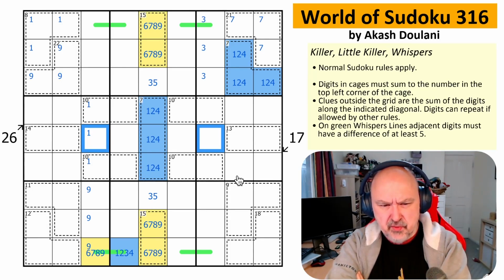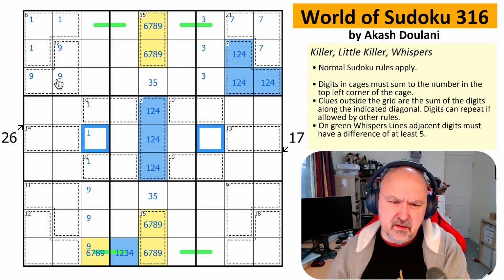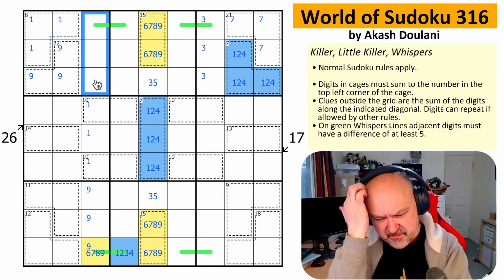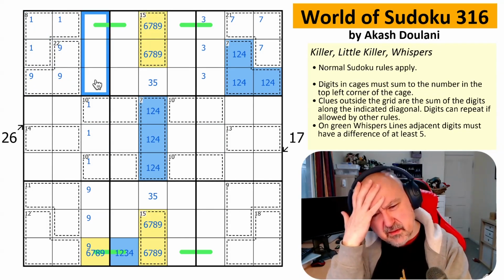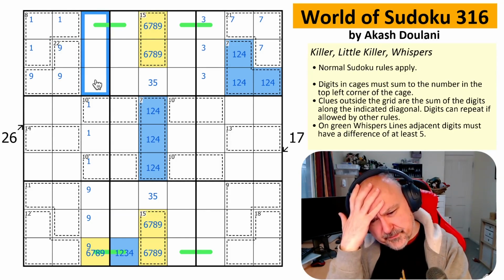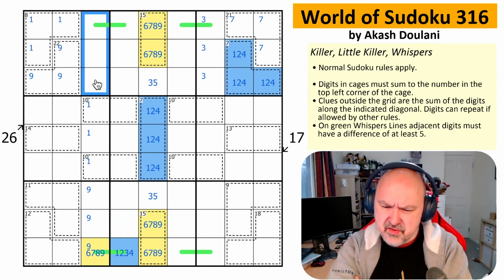Do I just need to pull out, like up here, an 8, a 22, and options for 8, 22, and 15? Or do I need to look at the little killer options? But I don't have any information on those little killer diagonals yet.